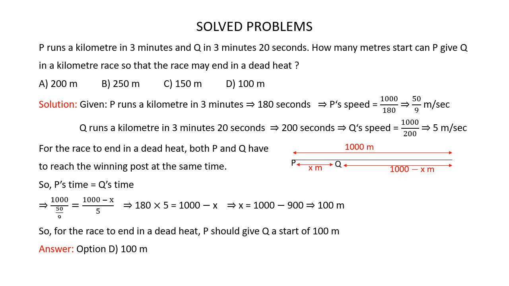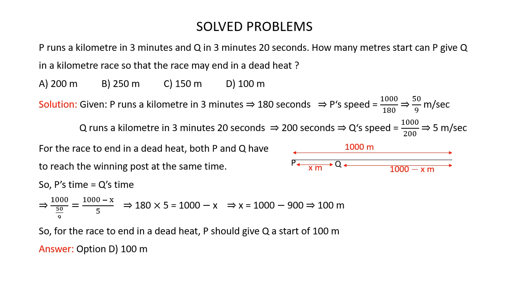So now for the race to end in a dead heat, both P and Q have to start at the same time from their respective starting points and reach the winning post at the same time. So P's time is equal to Q's time. Now we know that P's time is equal to P's distance divided by P's speed, and Q's time is Q's distance divided by Q's speed.